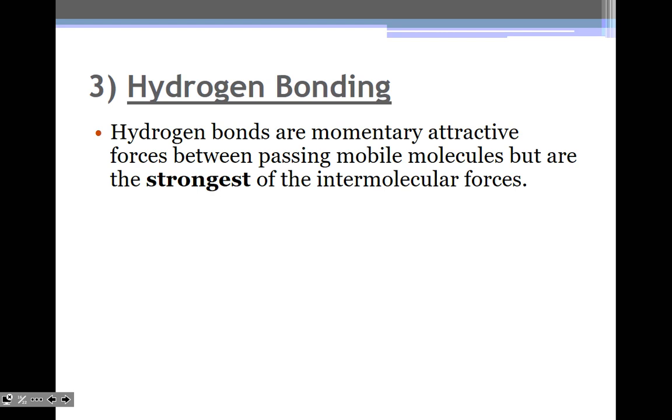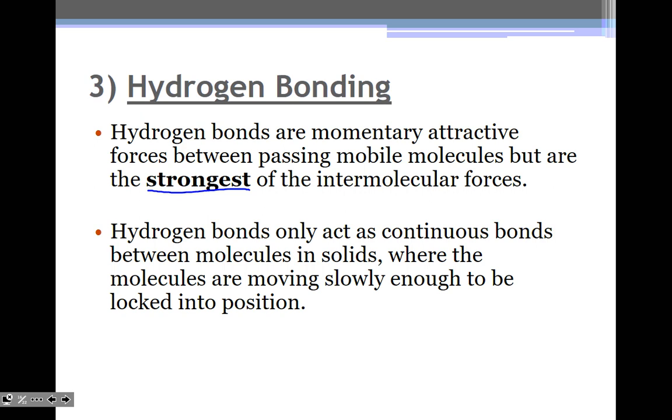Let's continue with hydrogen bonding. Hydrogen bonds are momentary attractive forces between passing mobile molecules, but are the strongest. So these are not permanent, but they're the strongest out of the three. But they're still all weak compared to intramolecular forces. Hydrogen bonds only act as continuous bonds between molecules in solids, where the molecules are moving slowly enough to be locked into position. Okay, water has hydrogen bonding.